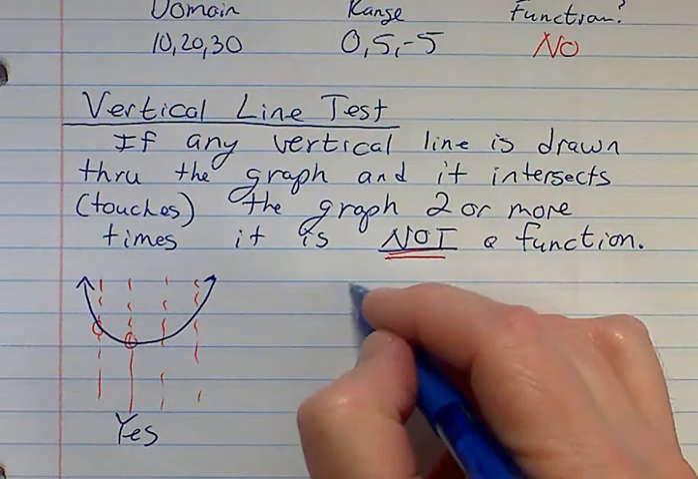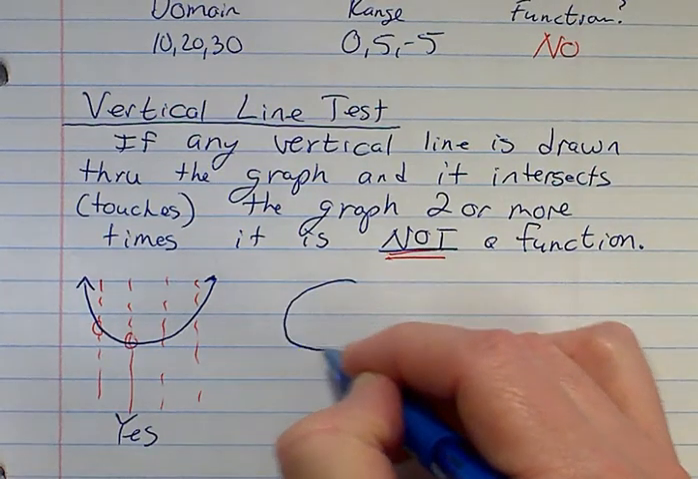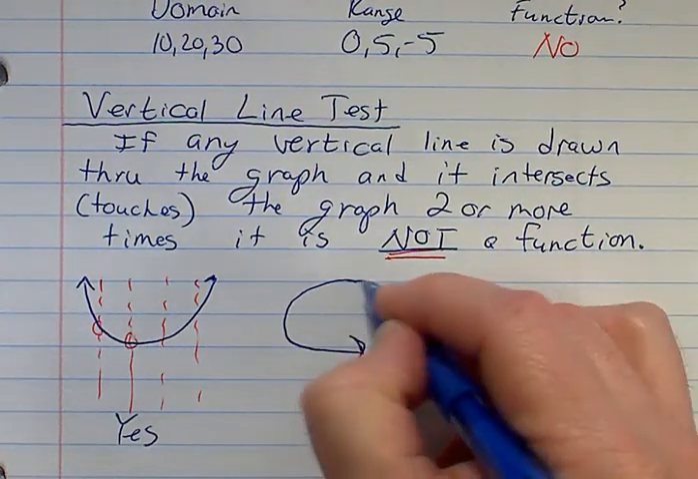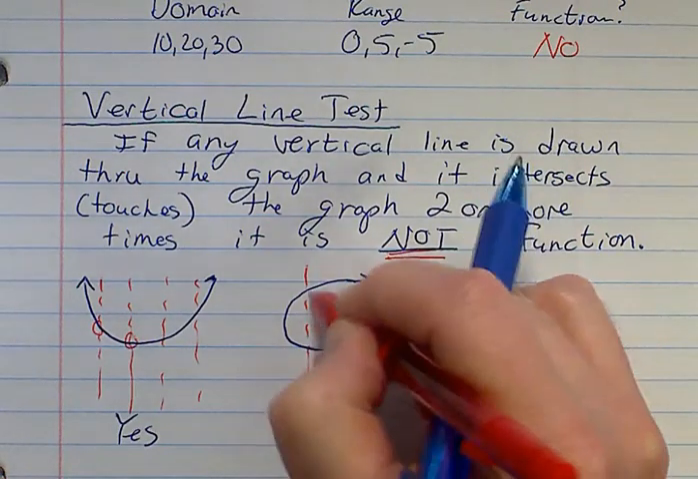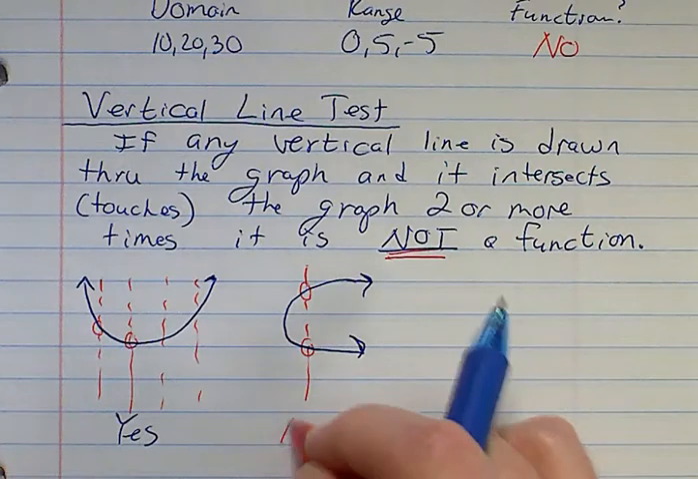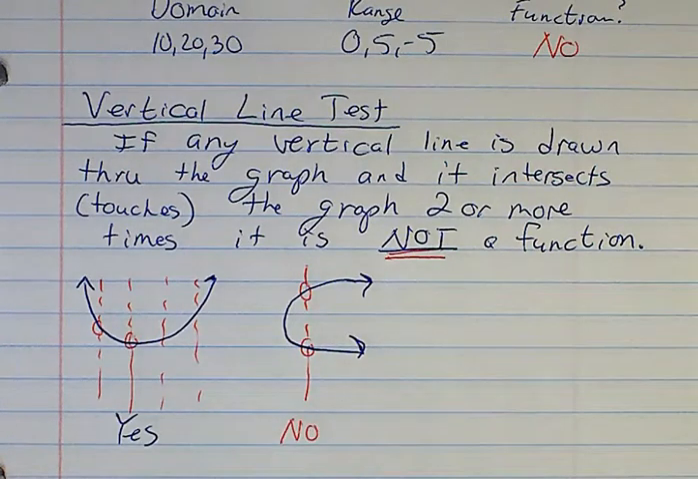Now, if you turn this thing sideways, you have the graph going something like this. There's your vertical line right there. You hit it twice. It's not a function. Okay, now, that's what we're saying.